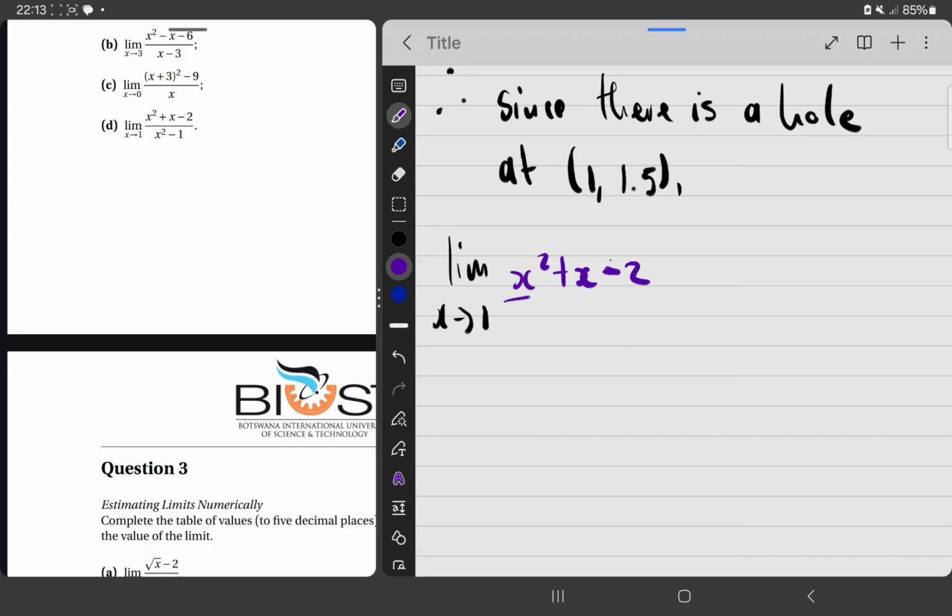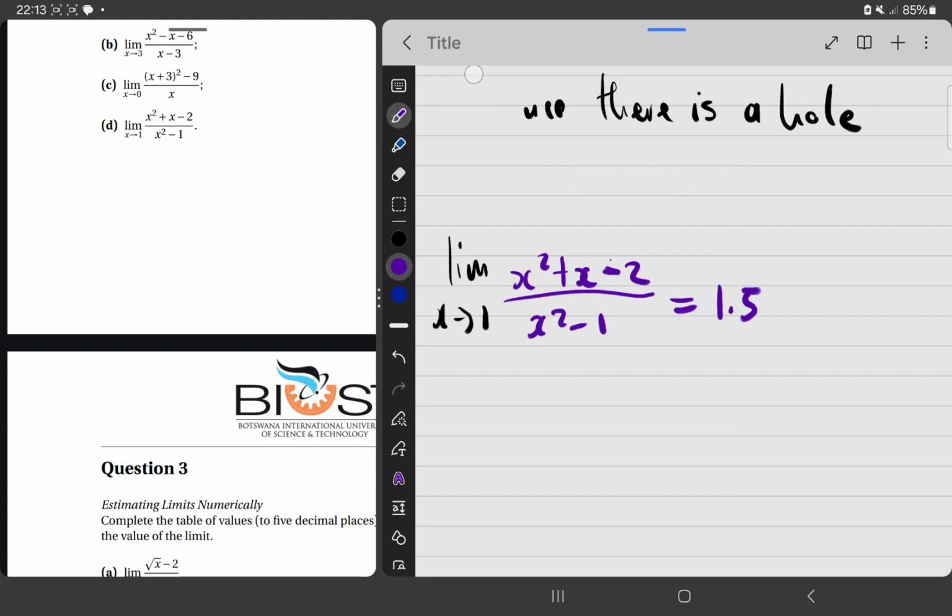The expression, x plus x minus 2 all over x squared minus 1, is going to be equal to 1.5. You don't even have to put since there is a hole. You can just say, as I am approaching 1 on the x, I will be approaching a y value of 1.5. And this is the reason: we are approaching a y value of 1.5 when we are approaching the x value of 1.